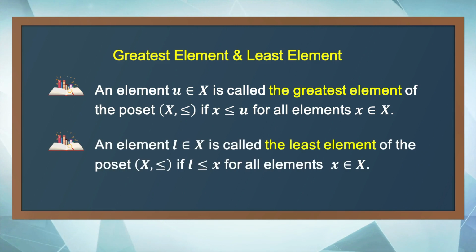Likewise, an element in a poset is called the least element if it is less than any other elements in the poset. An element L is called the least element of the poset if L is less than or equal to X for all elements X in the universal set. The least element is unique when it exists. The greatest element is greater than any other elements, and the least element is less than any other elements.